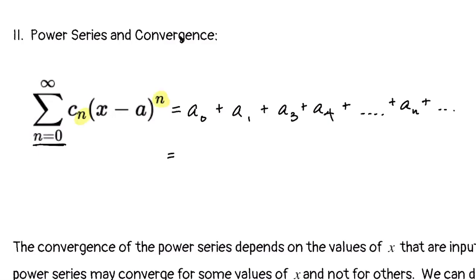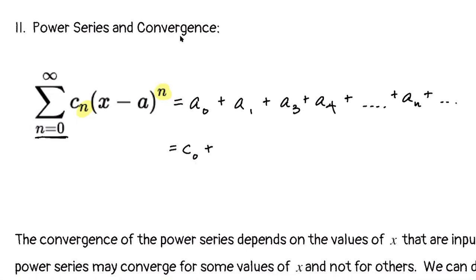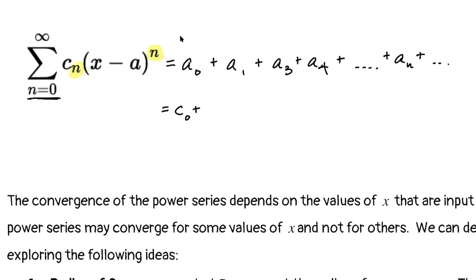So c sub 0 is a constant that we just say is the constant of the 0th term, okay? Now the x minus a is now to the power of 0. So what does that go to? Yeah, that goes to 1. So we can say that the first term is just c sub 0, okay? Plus, what am I going to get when I plug in 1 for n? c sub 1 times x minus a, to the first power.